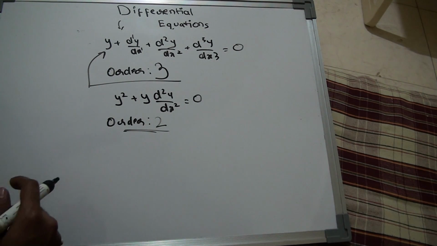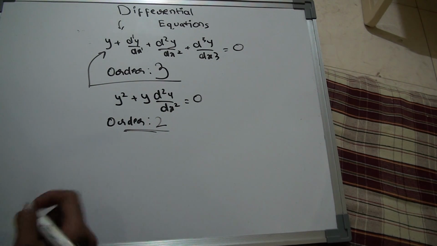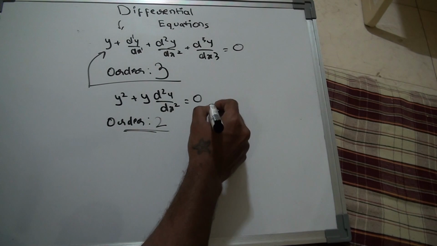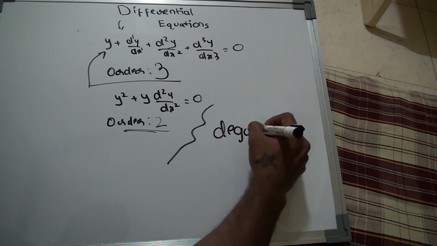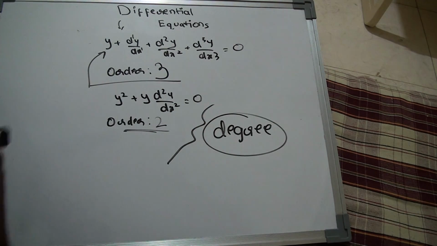Done. That was order. In the next lecture, we will definitely be seeing what is degree, and we will also solve some simple examples on this.